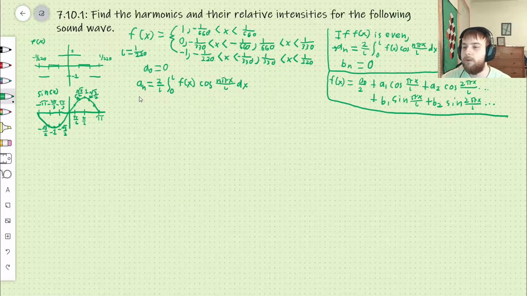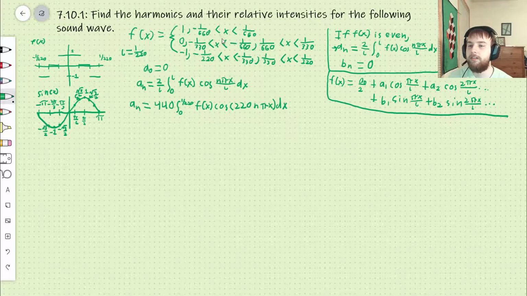Okay, so making some substitutions. Our L is 1/220th, so putting it on the bottom of the fraction brings it up to the top, so we have 440 times the integral from 0 to 1/220th of our f of x, which we will take care of in just a second, times cosine of 220 n pi x dx.